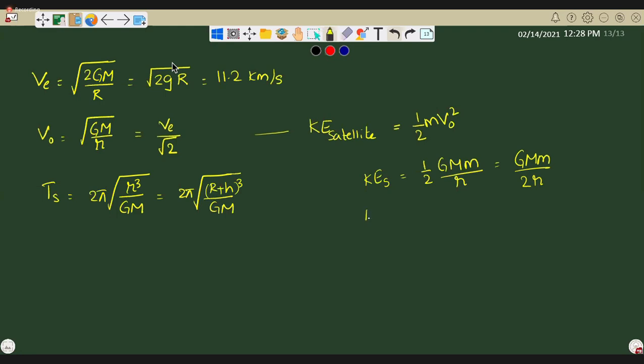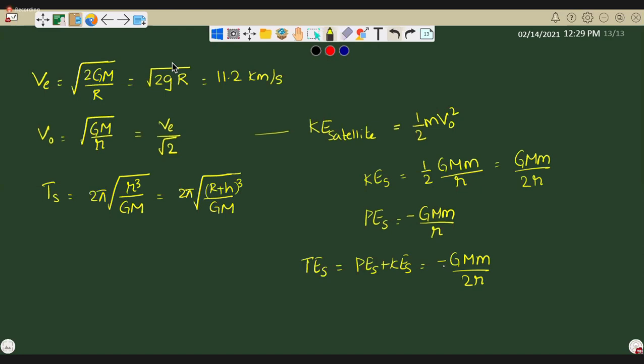Now, what is your potential energy of your satellite? Minus GMm divided by R. So, what is your total energy of your satellite? Kinetic plus potential. So, add it. How much you will get? Tell me. Minus GMm divided by 2R. If you remove half from 1, how much? Half. And it is minus 1 plus half, so minus half. Okay?